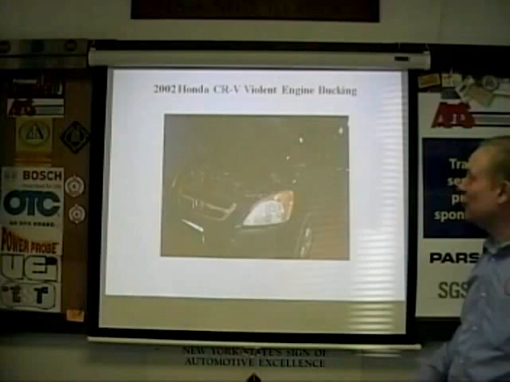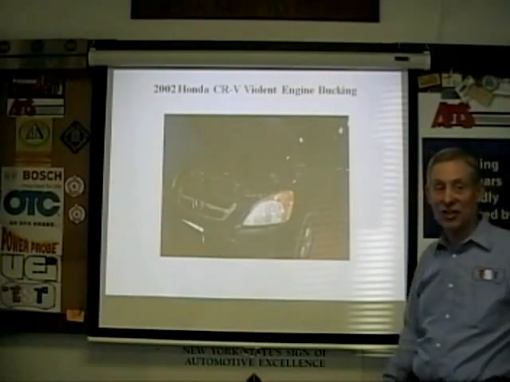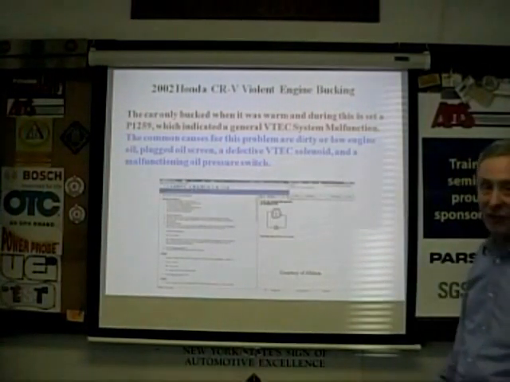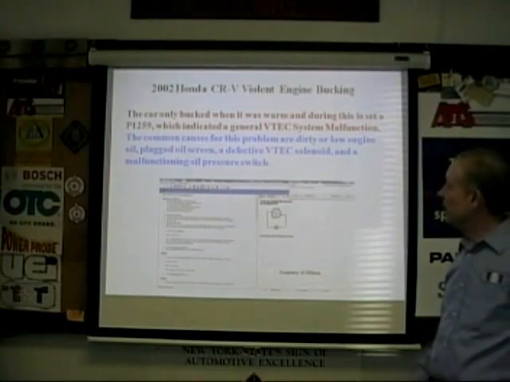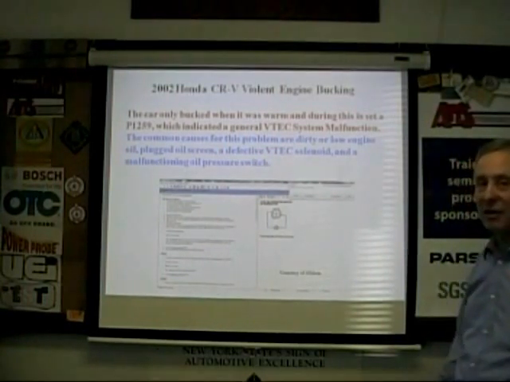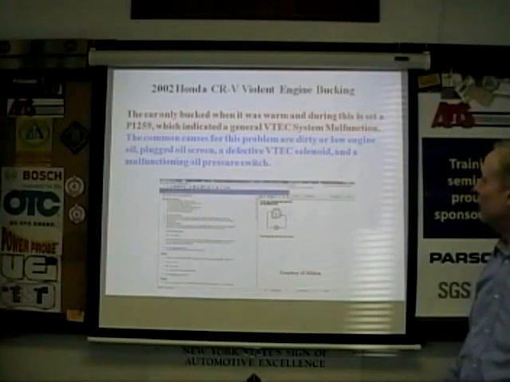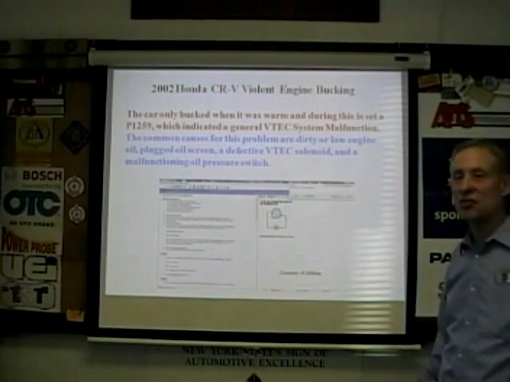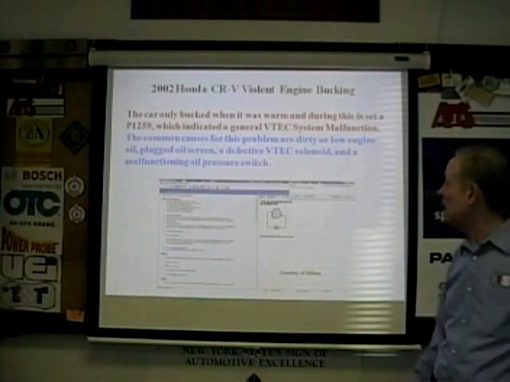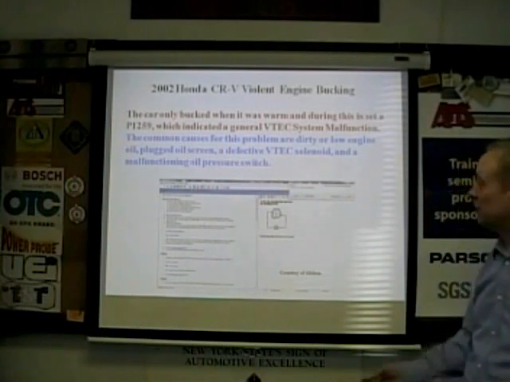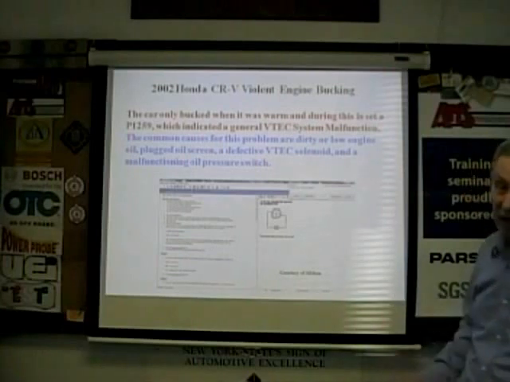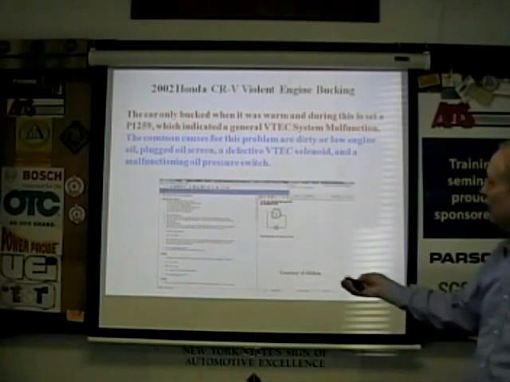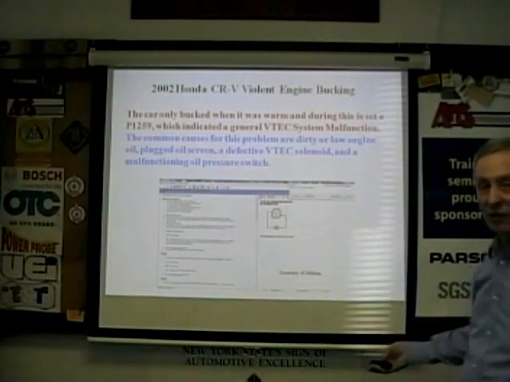This is a case study. A 2002 Honda came into the training center here, or into the shop, with violent engine bucking, and as you can see, it had a P1259. That indicated a general VTEC malfunction. VTEC is their cam timing, cam advancing system, their variable valve timing. Common causes for this, as it says here, are low or dirty oil, a plugged screen, a defective VTEC solenoid, or a bad, malfunctioning pressure switch. The pressure switch can report the wrong value, causing it to set the code wrongly. All right, this is an All Data pinout and description of the system.